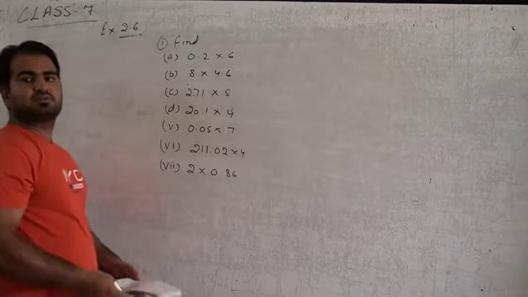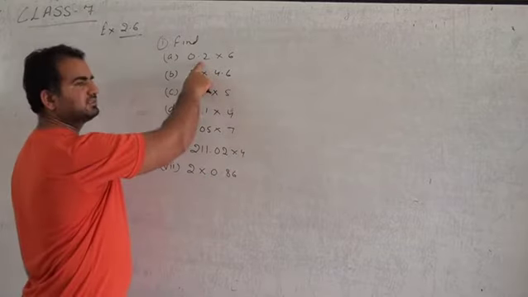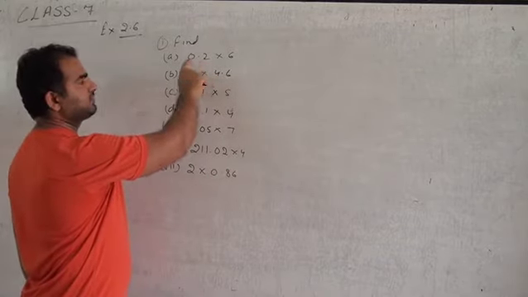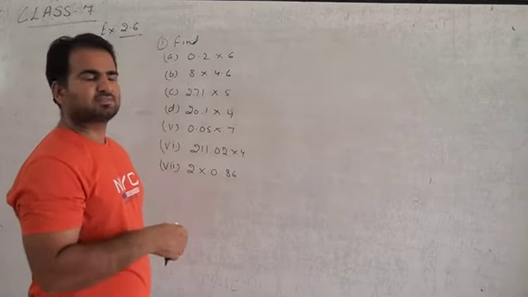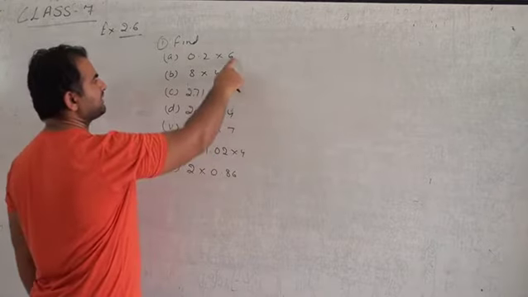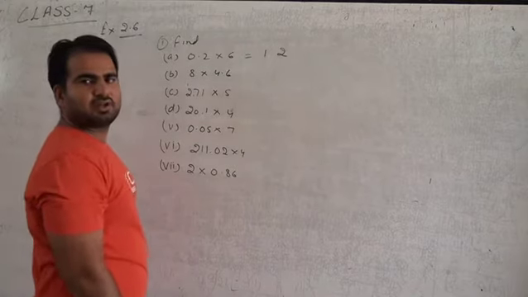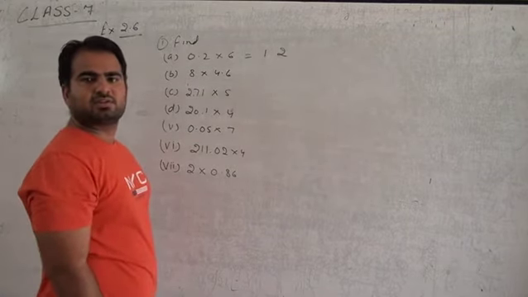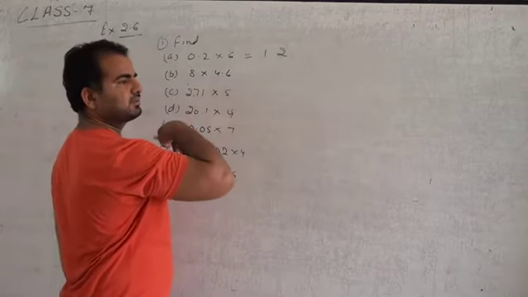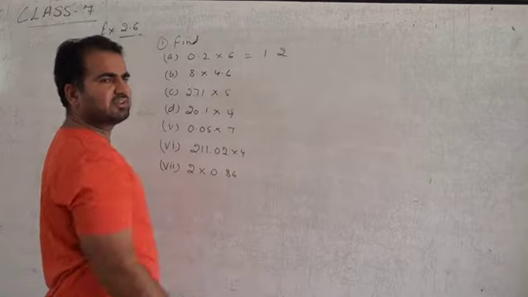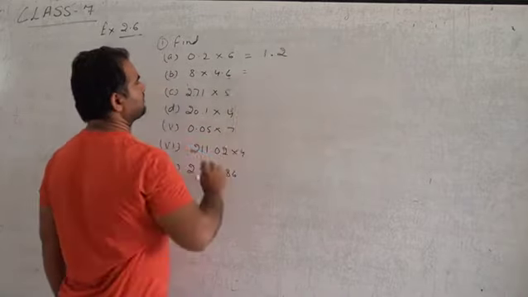Okay, listen class. What we have to do is, first of all, find out how many decimal digits are there. So 0.2 has only one digit after the decimal. So we just multiply 6 by 2, it will be 12. Then we place the decimal again in it. How many decimals were there before? There was one digit after the decimal, so here it is also 1.2.